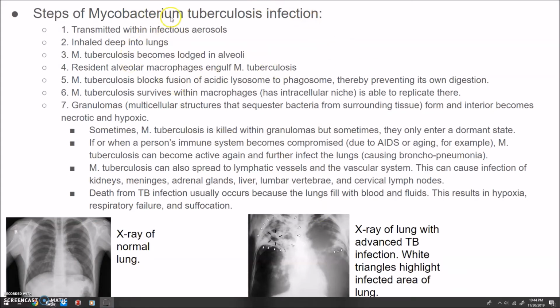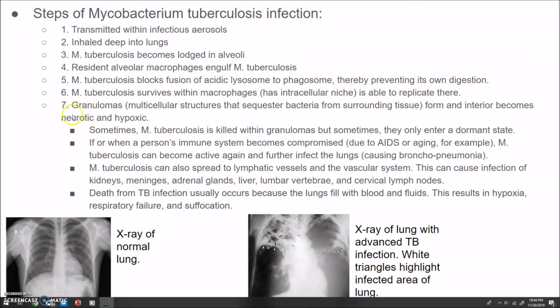The first thing is that it's transmitted through aerosols. It's inhaled deep into the lungs, and once that happens, it will get lodged into the alveoli. There are resident alveolar macrophages, and they engulf the M. tuberculosis bacteria. The M. tuberculosis actually blocks the fusion of the lysosome to the phagosome, and by blocking it, it prevents its own digestion. In that way, the M. tuberculosis is able to survive within macrophages. So it creates this intracellular niche, and it's able to replicate in there.